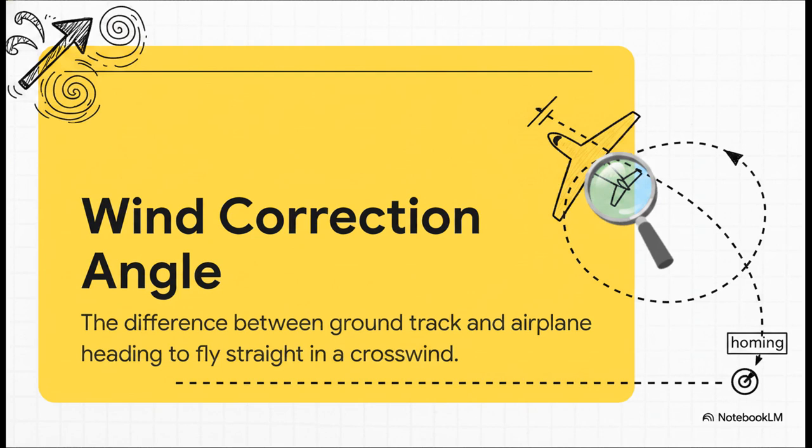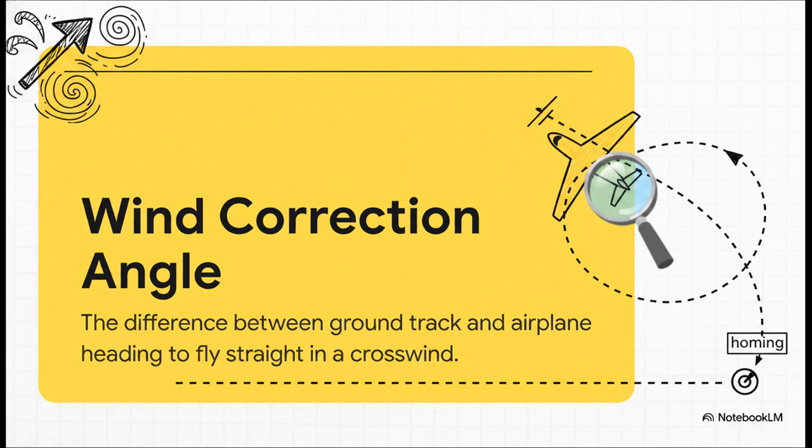So instead of using the rudder, we use a totally different technique. We apply a wind correction angle, which you'll usually hear called a crab angle. Basically, we just point the nose of the airplane slightly into the crosswind, and we let the wind drift us perfectly along our intended straight line over the ground.